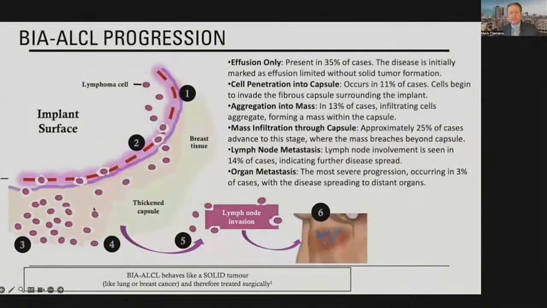Now we can see progression of that disease where we have cell penetration into the capsule, it forms into a mass, it infiltrates through the capsule, and then it can metastasize to lymph nodes in about 1 in 8 cases, and about 1 to 3% of cases going to other organs around the body. That is highly unusual and very rare, but it has been described in bone as well as in liver and in a brain metastasis.